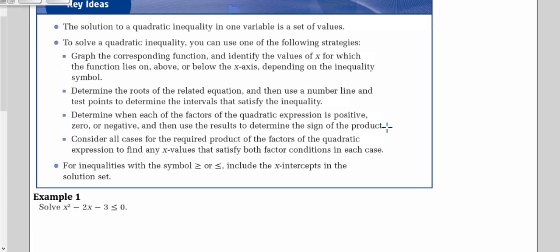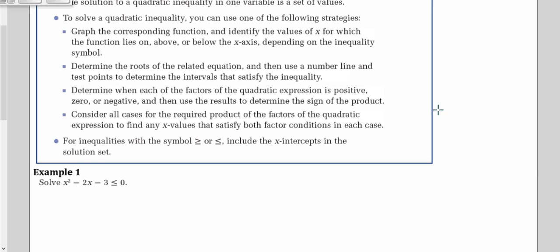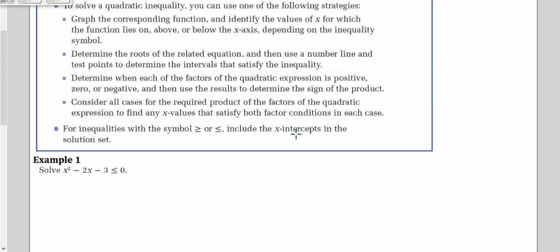You can also determine the roots of the related equation and use a number line to test points to determine the intervals that satisfy the inequality. We can determine when each of the factors of the expression is positive, 0, or negative, and then use those results to determine the sign of the product, or we consider all cases for the required product of the factors to find any x values that satisfy both these conditions. It sounds like a lot, sounds a little bit confusing, but I'll walk you through all these different types of examples here.